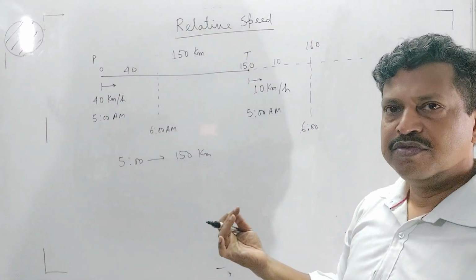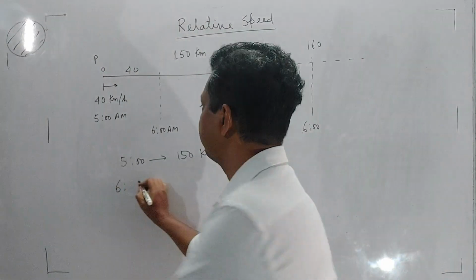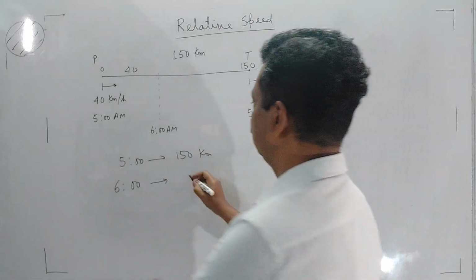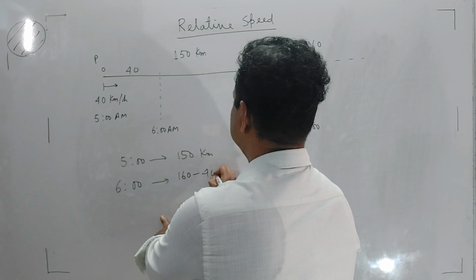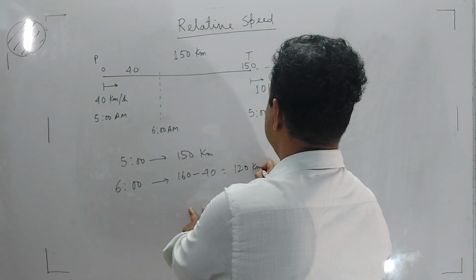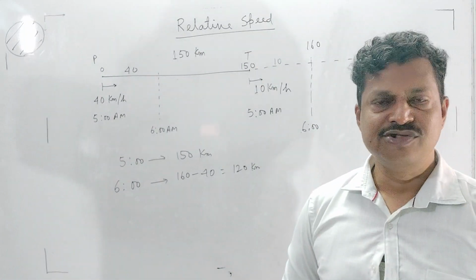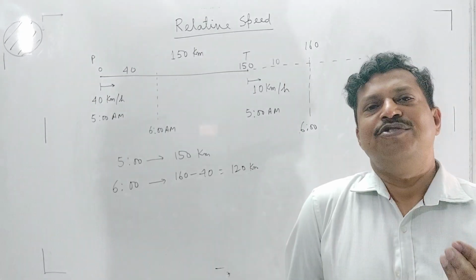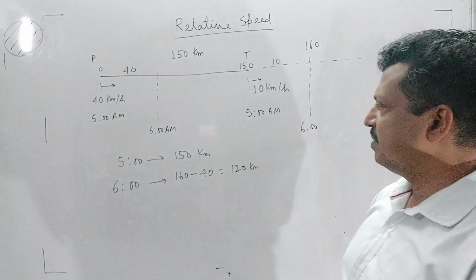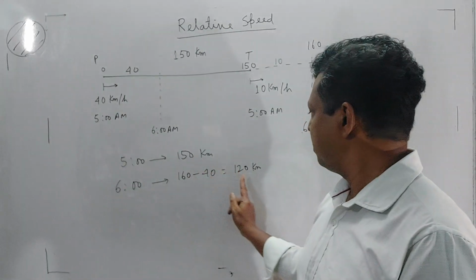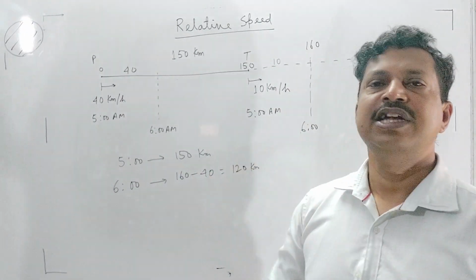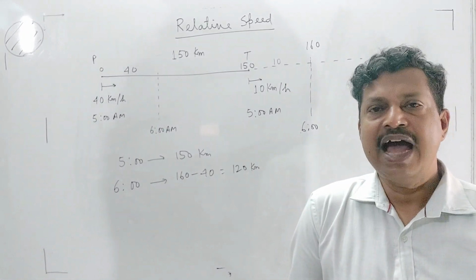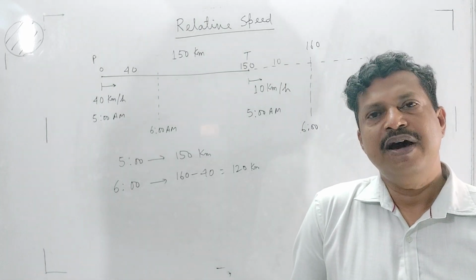So what is the gap between police and thief at 6 a.m.? So can I say 160 minus 40? So this comes out to be 160 minus 40, that means 120 kilometer. So can you see the gap is reduced? Yes or no? The gap is reduced. Now gap is reduced by how much? The gap is reduced by 150 minus 120. That means 30 kilometers. Alright. So relatively they are reducing the gap at the rate of 30 kilometer per hour.